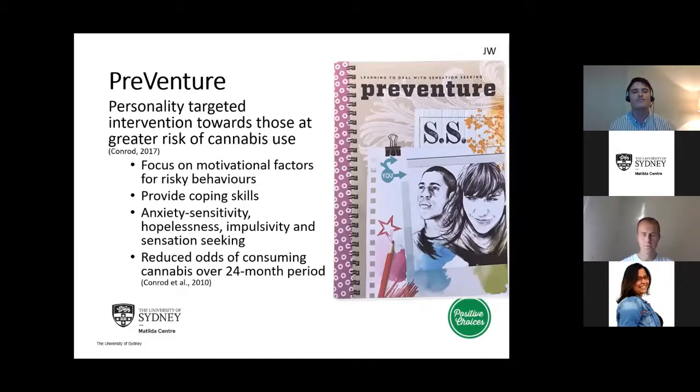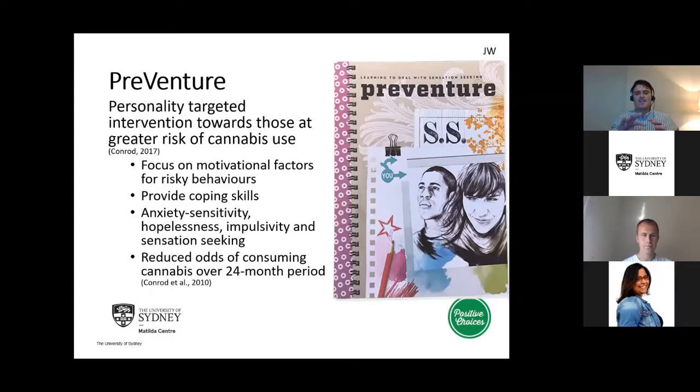So another type of intervention is called Preventure, and it was developed by researchers at the University of Montreal. Now, Preventure is a personality-targeted intervention for those that are at a greater risk of using cannabis. It identifies those personality profiles for those that might be at a greater risk, and focuses on motivational factors for risky behavior, while also providing coping skills.